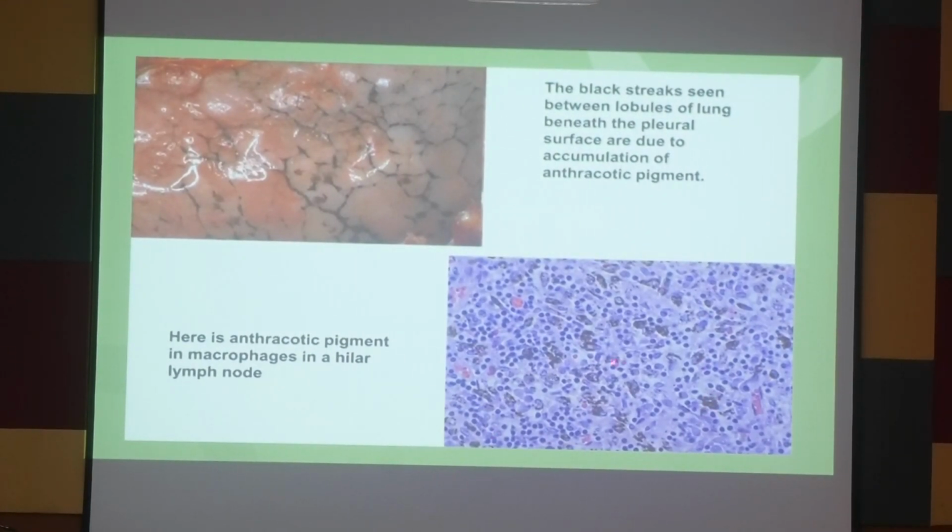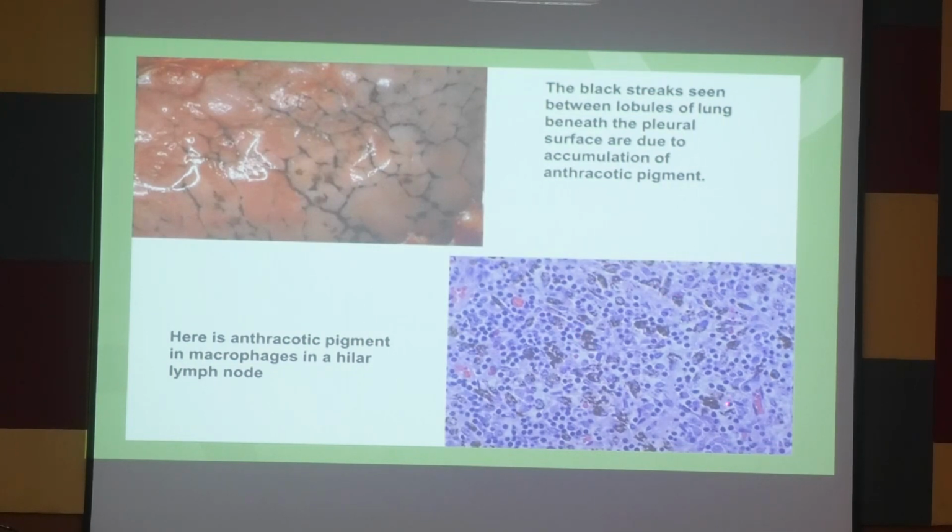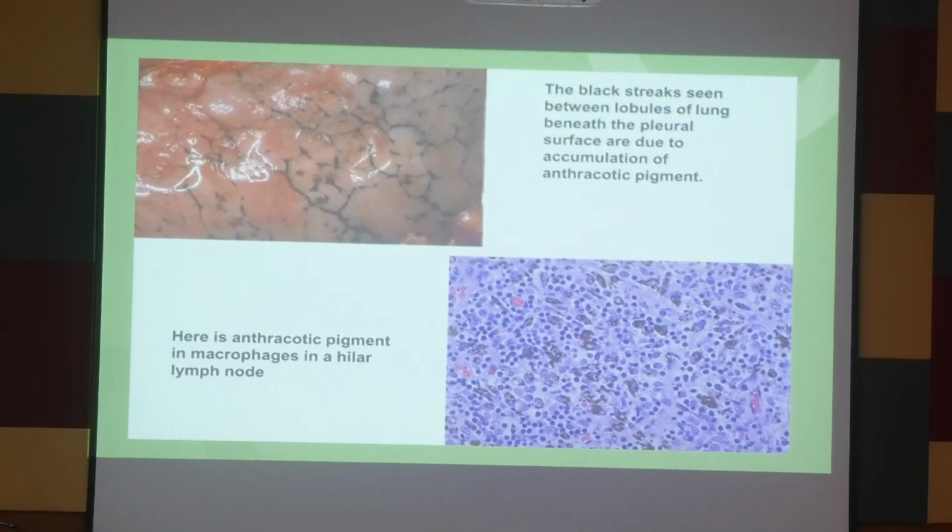These are the nucleus of the alveolar macrophage, and these are the anthracotic pigment deposited in the alveolar macrophage cytoplasm. Did everyone see? Everybody from the last row?